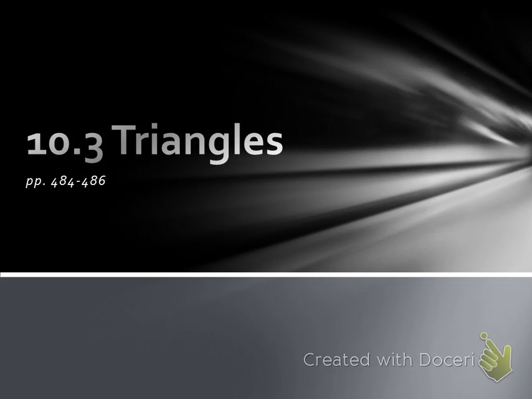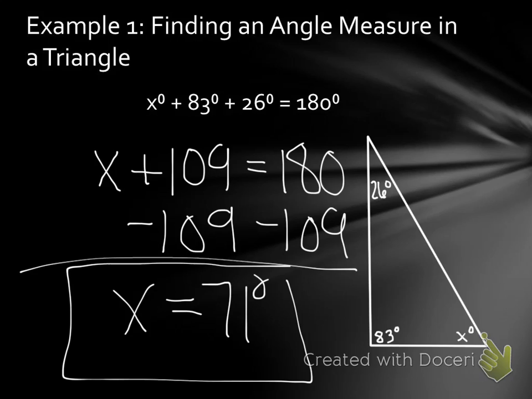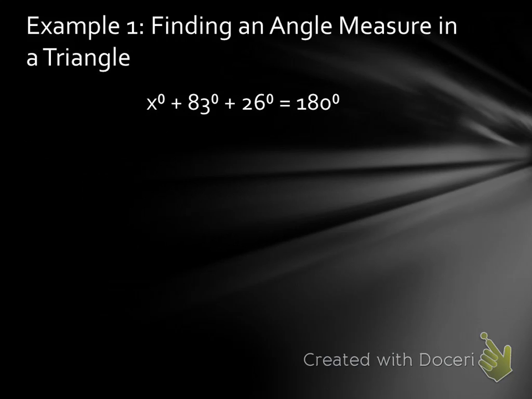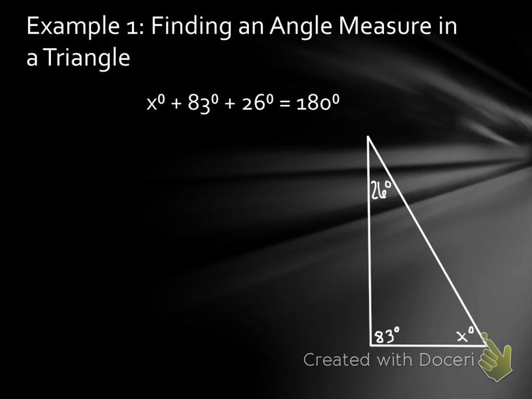Okay, 10.3 triangles. We should be on page 484, blank sheet of paper, ready to take notes. Okay, in example 1, we're finding an angle measure in a triangle. They give us this figure. It has an angle measurement of 26 degrees, an angle measurement of 83 degrees, and I don't know the other one. I'm going to give you a minute to just write this down, including the equation, and then we'll work through it.